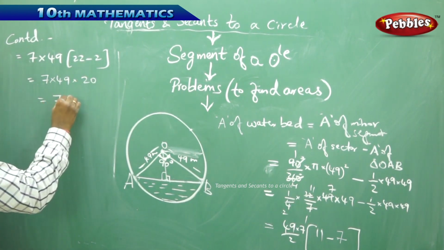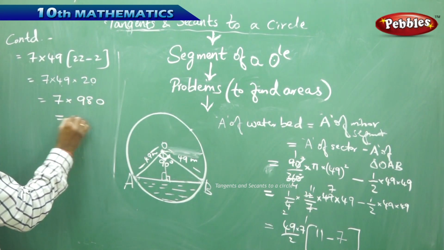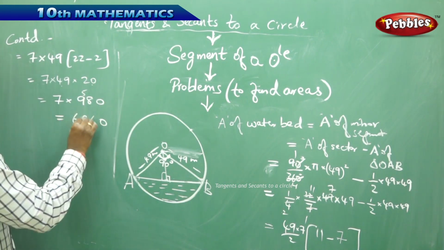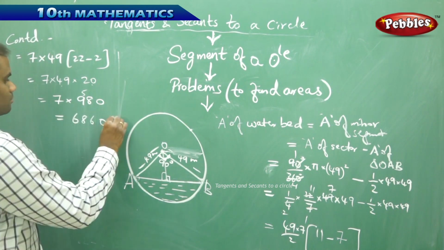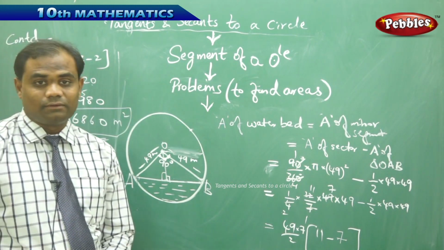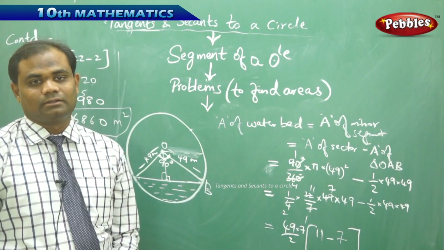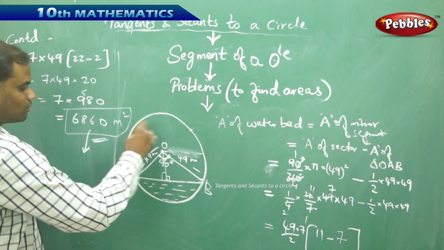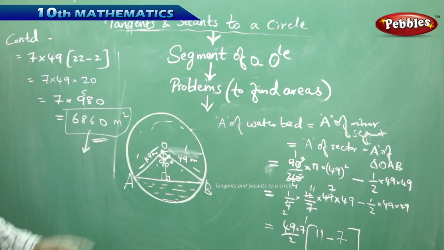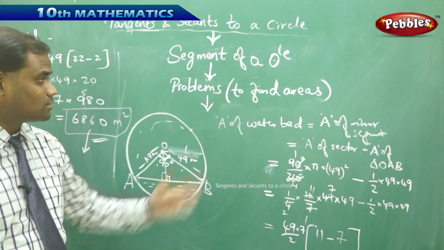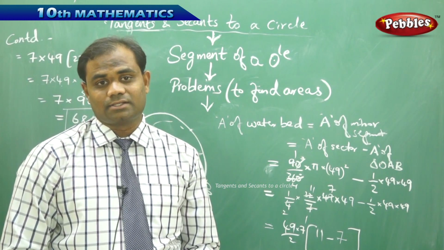To simplify this further, 7 times this is 980, and on further simplification this gives 7 8s 56, 7 9 63, 6 8 60, 6,860 meter square, is the area of the complete region which is not covered with waterbed in the entire park. So the area of the circular park which is not covered with waterbed, that is the area of the major segment, is nothing but 6,860 meters square, is how we understand the areas of the segments connected with the areas in real life applications.